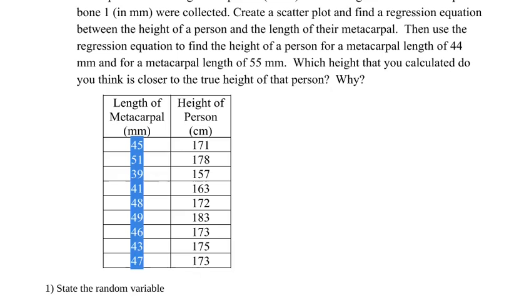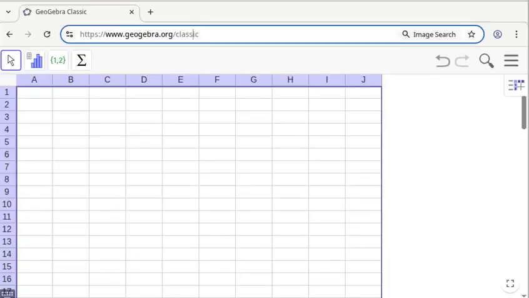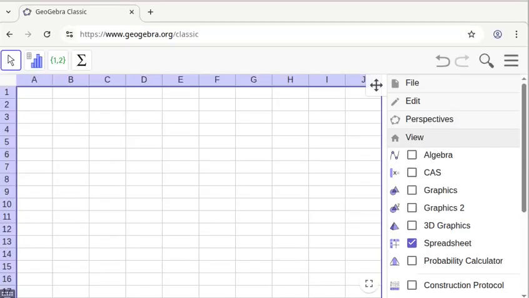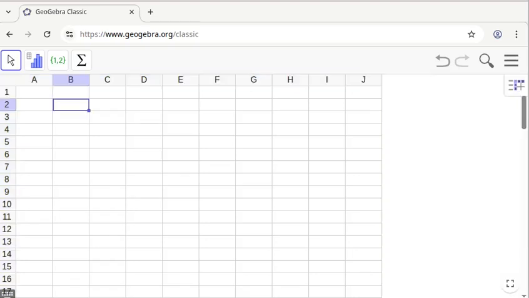I'm then going to go into GeoGebra Classic. So here we are in GeoGebra Classic. I'm going to go to Views, and I want Spreadsheet. It looks like that's what I've got. So let's label the first one Length. And let's then click below it and paste in that data. So we want those columns.